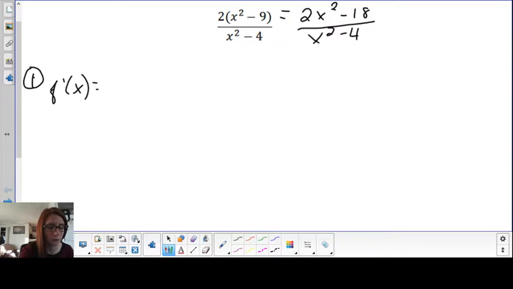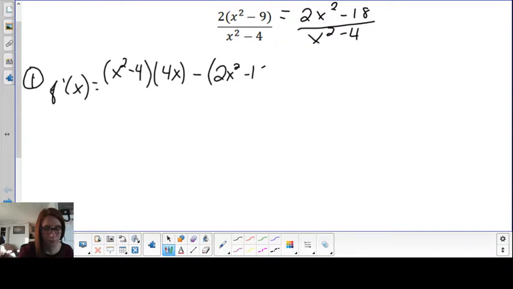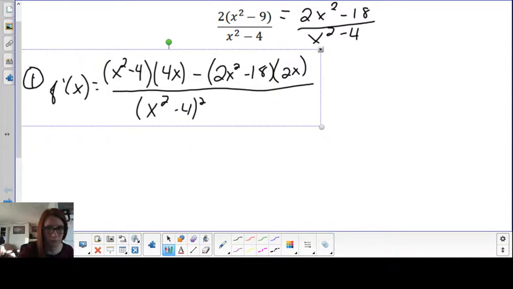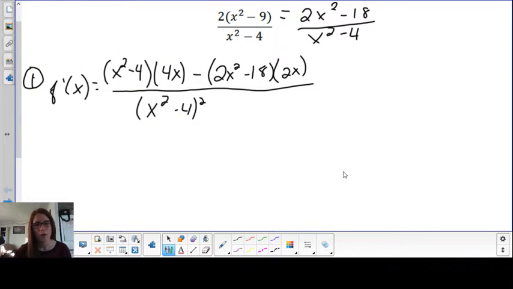So we have low, d high, minus high, d low, all over low squared. And looking forward, we see we're going to take the second derivative, so we're going to simplify this a little bit.